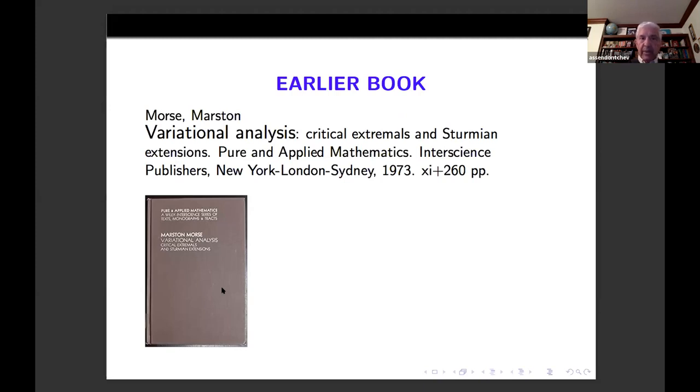Marston Morse, the famous one with the Morse theorem, published a book, which is basically about calculus of variations in the large and differential geometry. And this book appeared in '73. And here's a picture of this book. But this is not the variational analysis we're going to talk about.